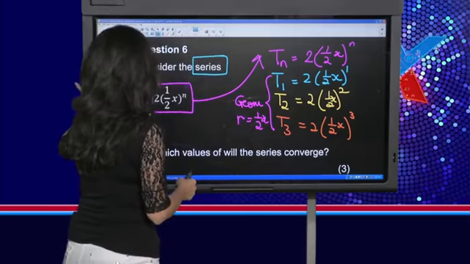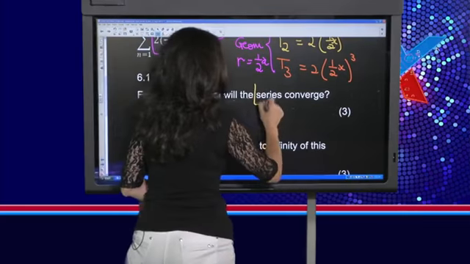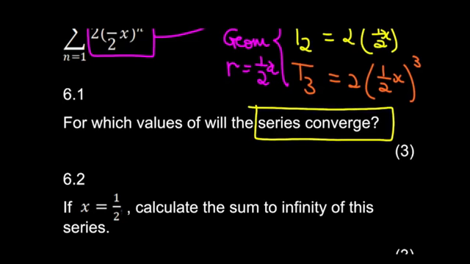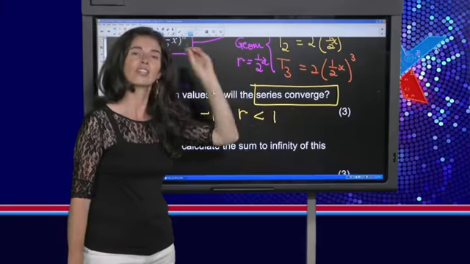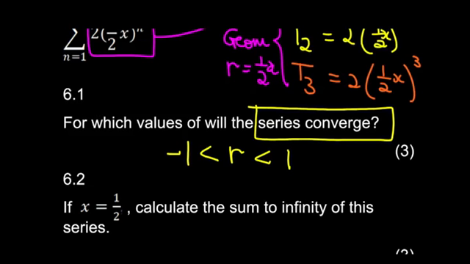Okay, so for which values will the series converge? And for this, grade 12s, we have a special mathematical formula. The series only converges if r is between 1 and negative 1. So the moment you see series converges, automatically you attach a special ratio. It's not for any ratio, it's for a ratio between negative 1 and 1. So if our ratio is a half x, then a half x must be between 1 and negative 1.